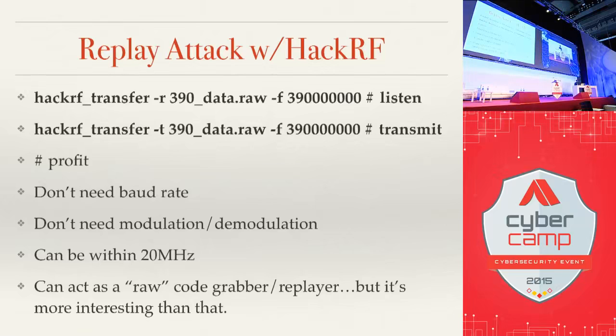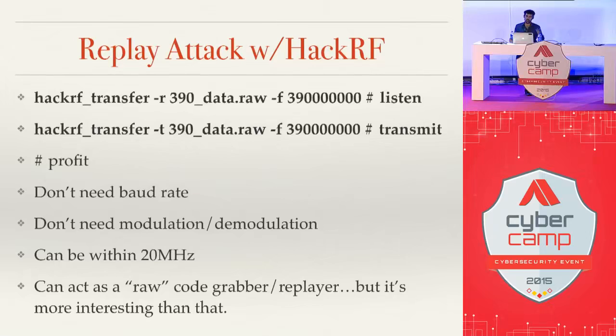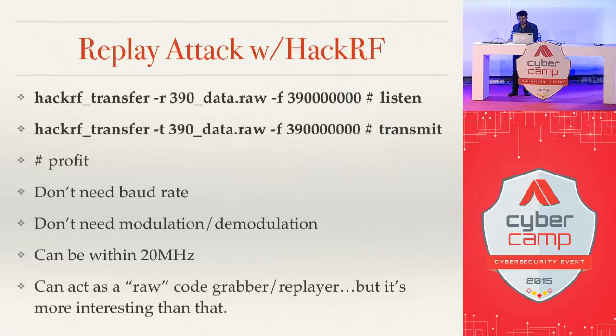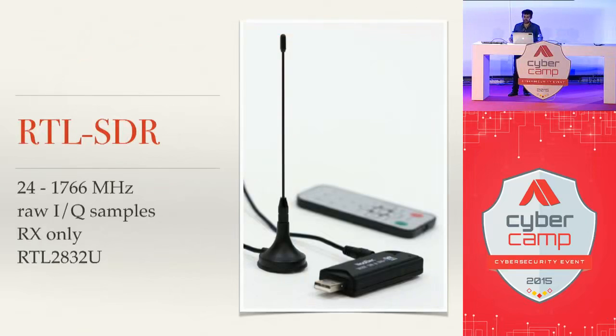The cool thing about something like HackRF is that you don't need to demodulate it, and you don't even need to know the exact frequency, you don't need to know the baud rate, you don't need to know the modulation. It can listen to 20 megahertz at a time. So you just have to be within 20 megahertz to actually capture the data. So if you see someone hitting a garage door button and opening a garage door, and you capture it within 20 megahertz, then you can replay that to open that garage door, assuming it's using fixed codes. So this is pretty cool, but we can do a lot more advanced things.